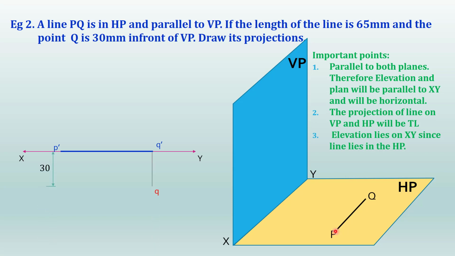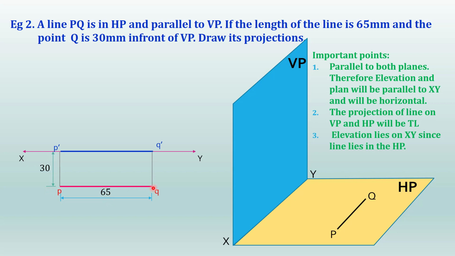Then since the point Q is 30 mm in front of VP, you can mark the plan point, right? It will be below the XY line. So since the line is parallel to VP, you will get a horizontal line on HP, that is the plan will be horizontal. So you know the distance of P also. It also will be 30 mm below the XY line. Now join these 2 points, that will give the plan of the line capital PQ.